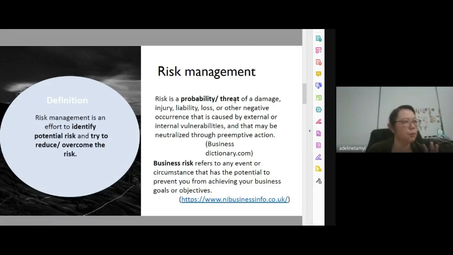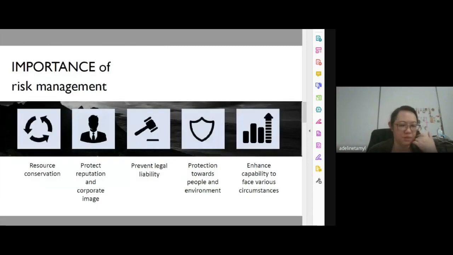That is probability or threat, ataupun kemungkinan pelaku kerosakan, kecederaan, kerugian. So this is something that we are trying to avoid so that we can reduce the possible loss or damage or even negative occurrence that happens to the business.